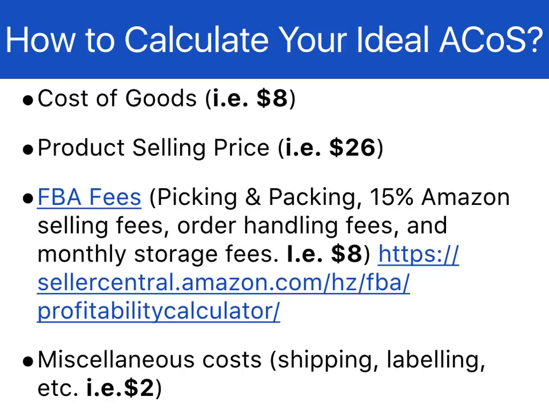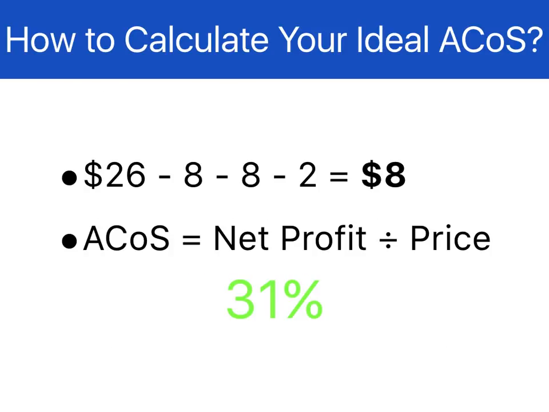And last but not least, the miscellaneous costs such as shipping fees from manufacturers or yourself to Amazon's warehouse, labeling, and etc. We will be less conservative in this case, and we'll just set it as $2. So using the product selling price, $26, minus the cost, $8, minus FBA fees, $8, and the miscellaneous costs, $2, we have $8 remaining.